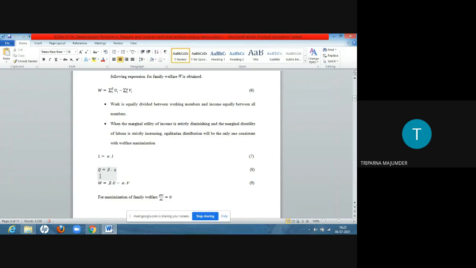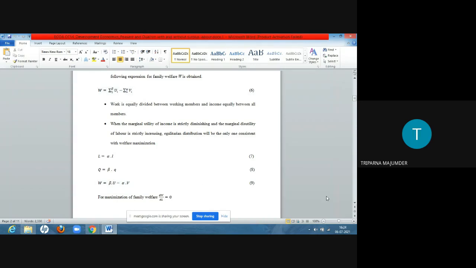Now, sorry for the interruption. Q, or capital Q, the total output, is divided equally among all the members of the family. So our welfare function becomes beta into U minus alpha into V. Since we have assumed egalitarian distribution of income and work, we can write equation 6 as equation 9.